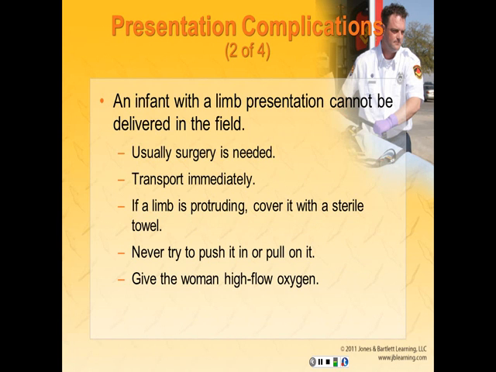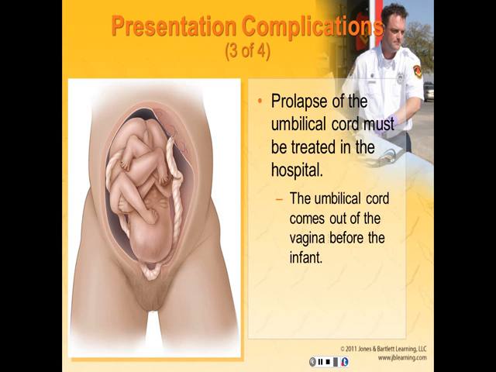Umbilical cord prolapse, where the cord comes out of the vagina before the infant, must be treated in the hospital. The infant's head will compress the cord during birth and cut off circulation to the infant, depriving it of oxygenated blood. You should not attempt to push the cord back in. There is usually time to get the patient to the hospital, and your job is to keep the head of the infant from compressing the cord.